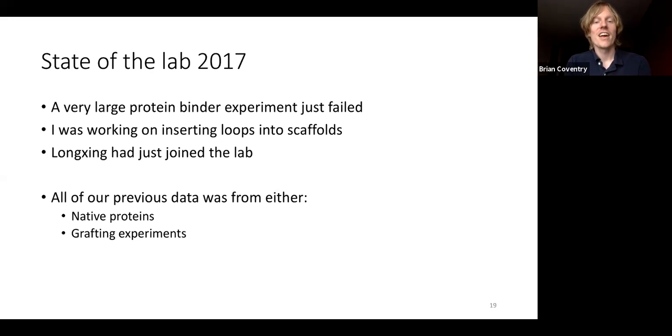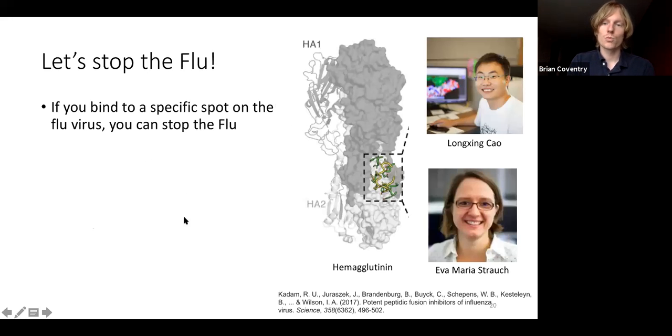And Longxing had just joined the lab. At this point, we were working, again, with data from native proteins and grafting experiments. We didn't have the diverse set of data that we really need to kickstart the process. And so the first project was stopping the flu. At that time, everyone really enjoyed making binders to the flu to try to stop it.